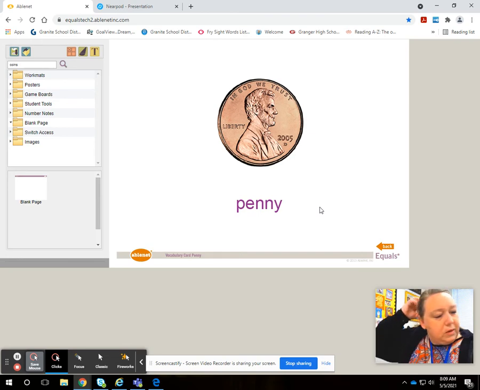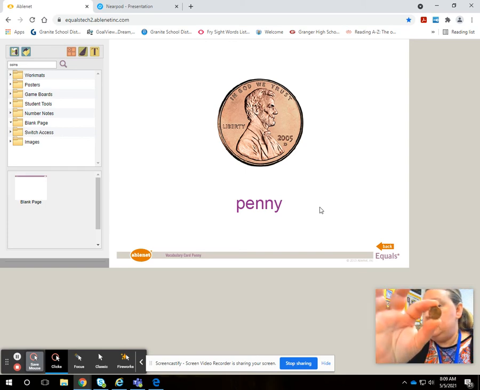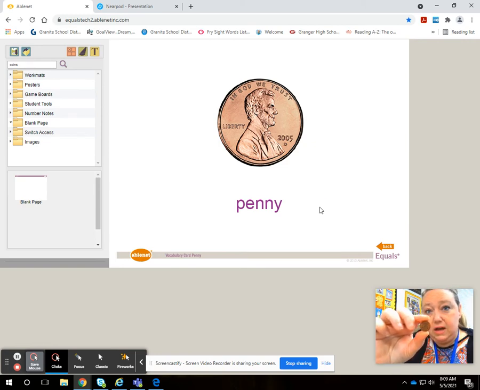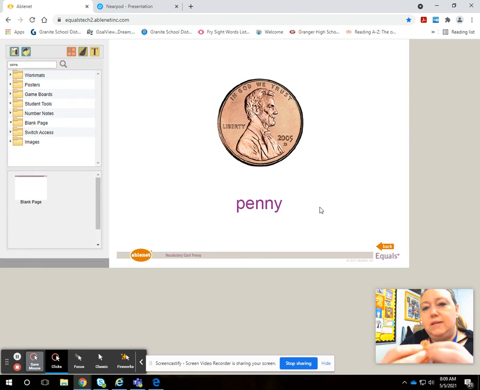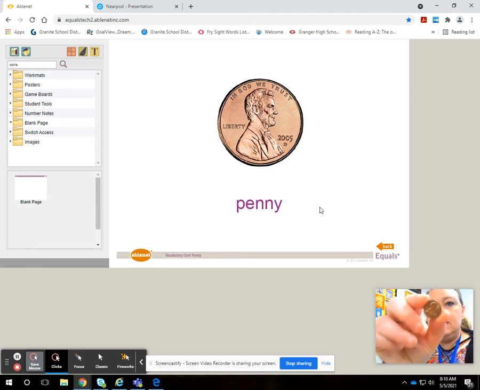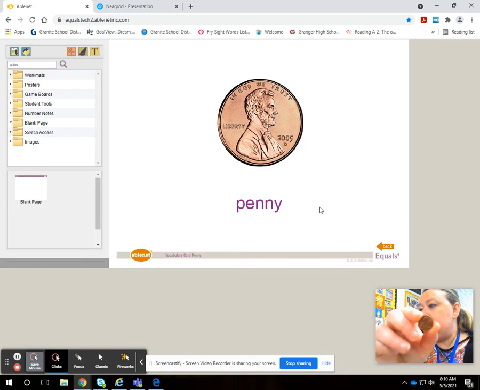The first one that we're going to talk about is called a penny. I have a penny right here that I'm going to show you in my hand so you can see how big it is compared to my hand. It's not the biggest coin, but it's not the smallest coin either. A penny is a brown coin, and it's brown because it's made out of copper. It has a picture on one side of a guy. This guy is Abraham Lincoln.